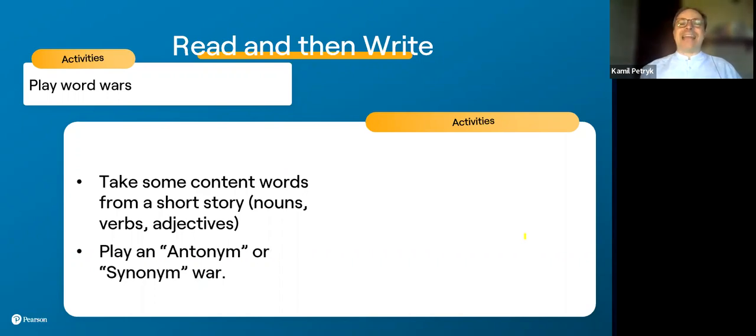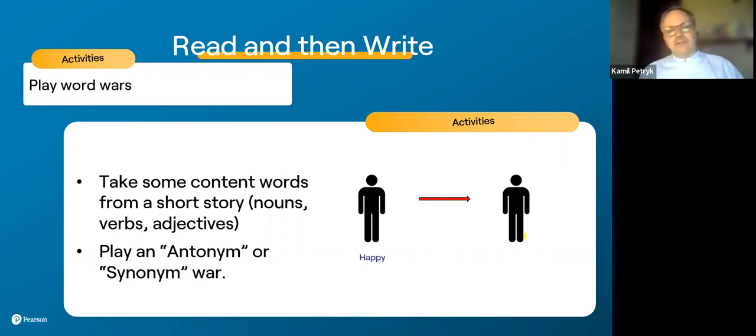How do you play an antonym war? You have two students, you give them the first word, for example, happy. The first student says happy, and the other student has to react with an antonym, for example, sad. And so it goes. It's like bouncing the ball. It's like a tennis match. It's like a war, like shooting at each other with words.